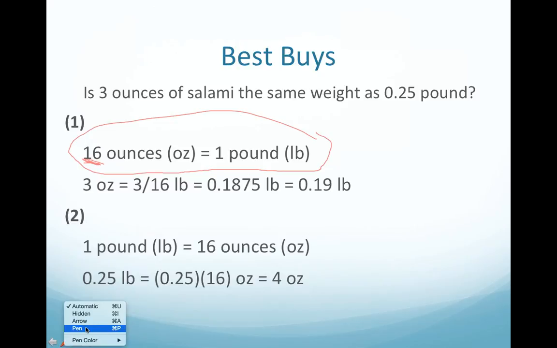But I want to show you something here. Notice we're multiplying by 16 here, and we're dividing by 16 here. And that's because 16 is our conversion rate. Okay, so you just have to figure out what the conversion rate is.